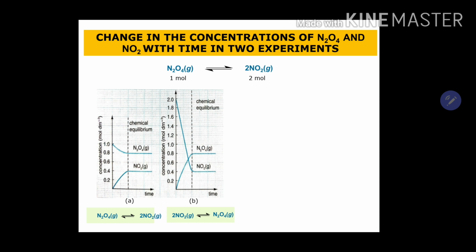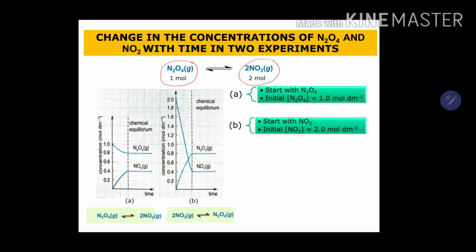Next, to interpret the curve of concentration of reactant and products against time for a reversible reaction, we refer to the change in the concentration of N2O4 and NO2 with time in two experiments. Consider the dissociation of 1 mole of N2O4 into 2 moles of NO2. Figure A shows the dissociation of N2O4 with initial concentration 1 mole per dm cube to NO2, while figure B shows the reverse reaction, that is starting with NO2 of concentration 2 mole per dm cube.